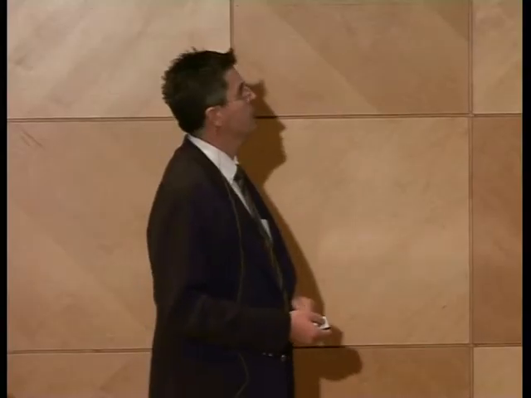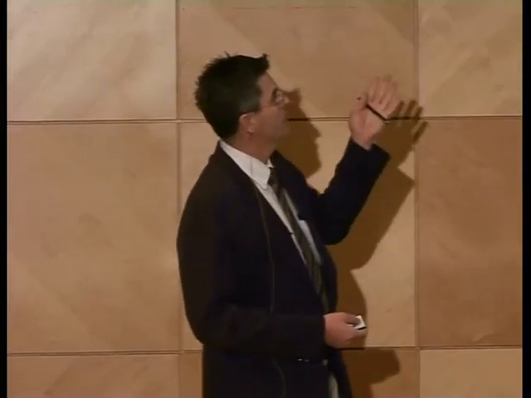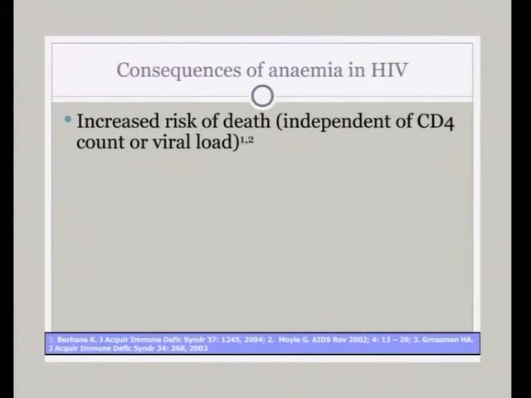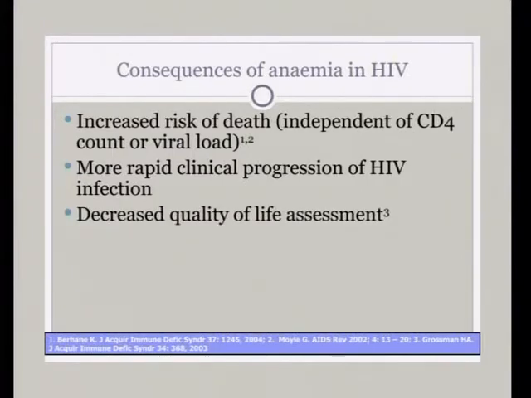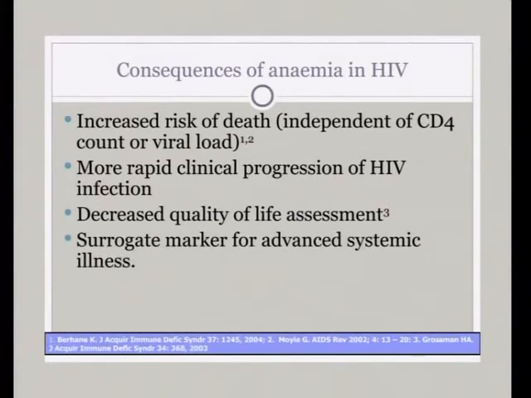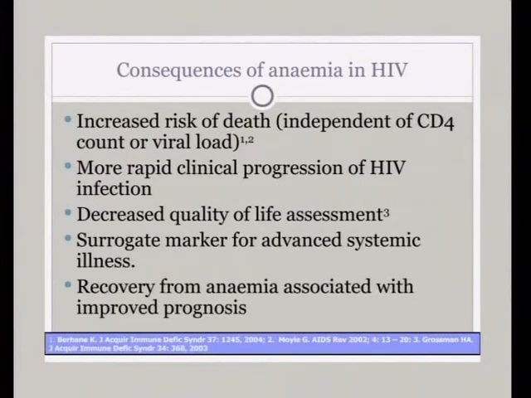And what are the consequences of anemia? We know in HIV that its increased risk of death is independent of either the CD4 cell count or the viral load. It's associated with more rapid clinical progression of HIV infection, associated with decreased quality of life. It's a surrogate marker for advanced systemic illness. And we know that there's recovery from the anemia, and that's associated with improved prognosis.